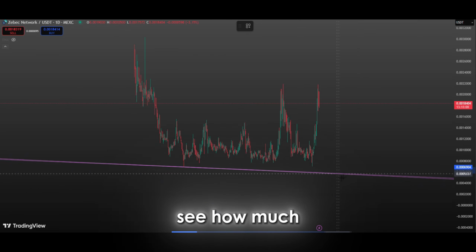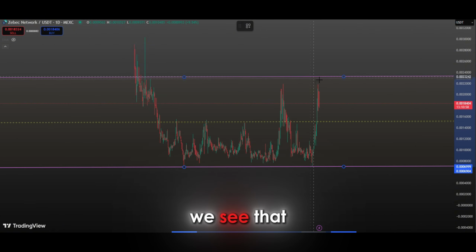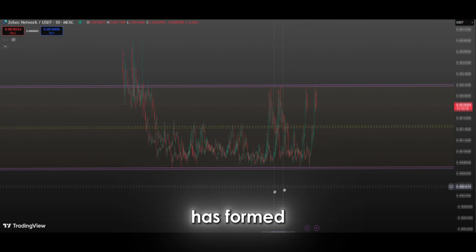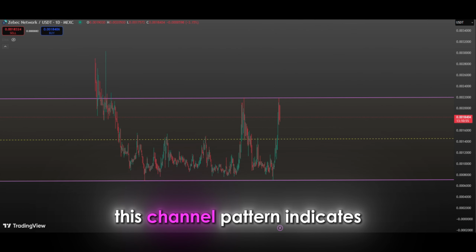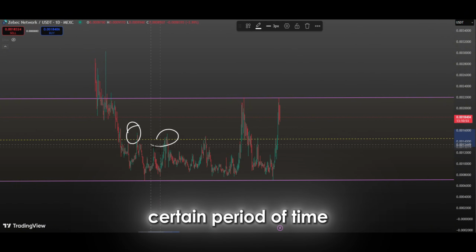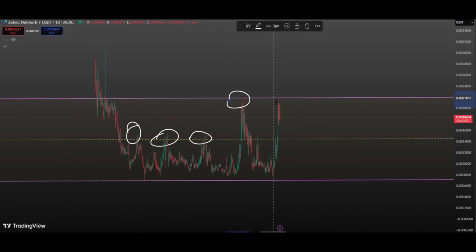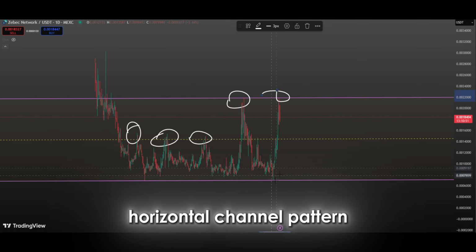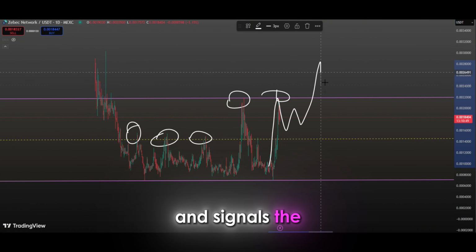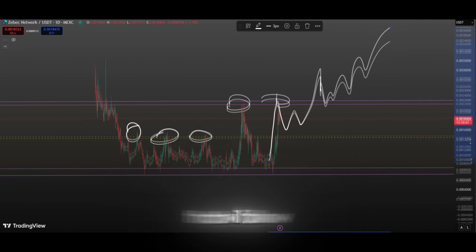But first, let's see how much it will rise if it is listed on Binance. When we look at the chart in detail, we see that a long-standing and clearly observable horizontal channel pattern has formed. This channel pattern indicates that the market has been in a state of indecision for a certain period of time, and that there has been a significant balance between buyers and sellers. This type of horizontal channel pattern usually represents an accumulation or distribution phase and signals the beginning of a new and strong trend with the direction of the breakout that will follow.